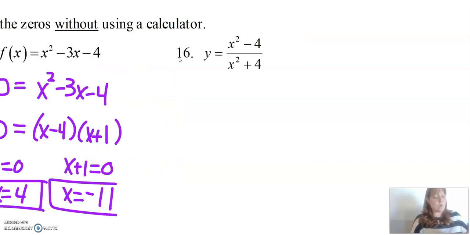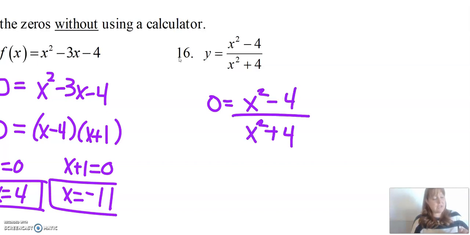All right, zeros of this one. So where is y equal to 0? You might be tempted to say, well, where the top is equal to 0 or the bottom is equal to 0. But remember, the bottom can never be equal to 0. Well, for a couple reasons. Nothing squared plus 4 is ever going to equal 0. But the other reason is the bottom can never be equal to 0 because we can't divide by 0. It's against the law, right? So remember, when you have a fraction, we don't care about the bottom at all. Who cares about the bottom? It will never equal 0.